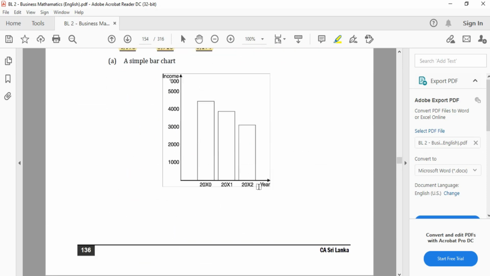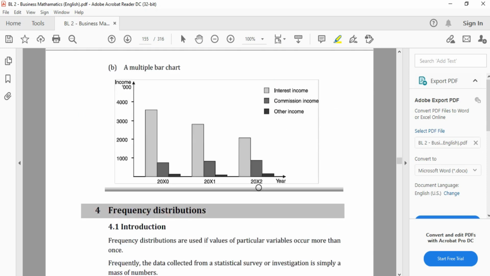But in the multiple bar chart, would you do the same? No. You will show each of it separately in the same year, so that you could make comparison by the look of it itself. Okay, that's the difference. A very good example to show you how a simple bar chart and a multiple bar chart works.